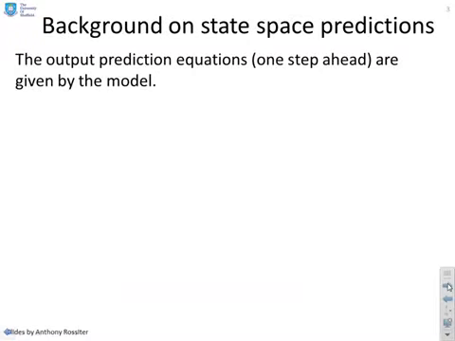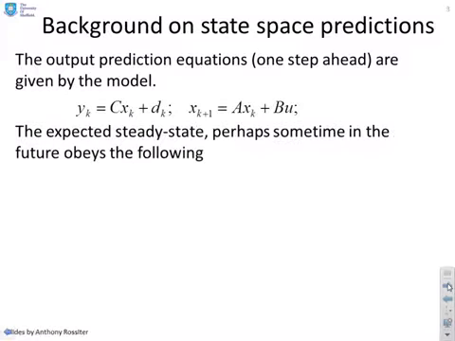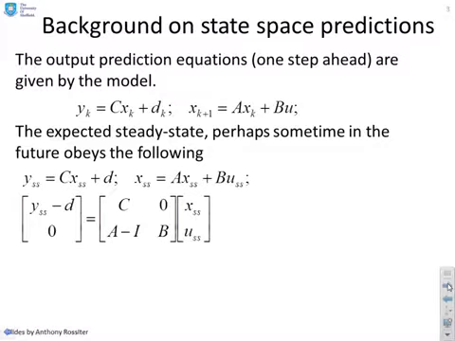So a reminder of what happens with state space predictions. Assume first of all you have your standard model, y_k equals C x_k plus d, x_{k+1} equals A x_k plus B u_k. Now if you assume you're at steady state whenever that happens, then you will have that y_ss, the steady state output, equals C x_ss, x_ss being the steady state, plus disturbance, whatever that is, and also the steady state x_ss equals A x_ss plus B u_ss, where u_ss is the steady state input.